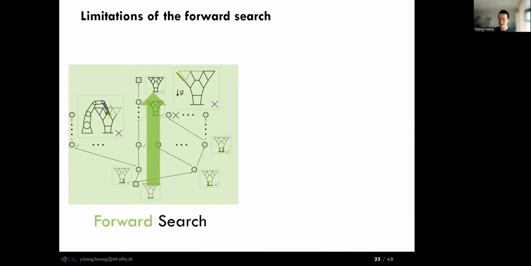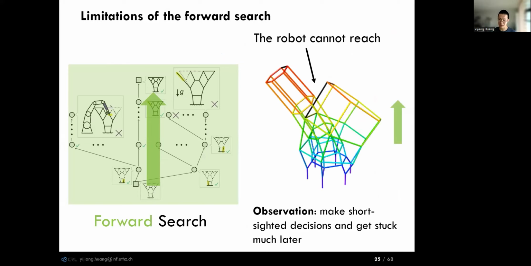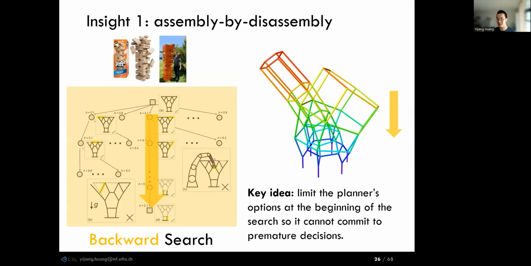The first observation we make in this work is that the standard forward search just described can easily get stuck because of the collision constraint. Here's an example where the search has too many seemingly innocent options at the beginning, and it keeps making those greedy decisions and only realizes at the very end that an element cannot be reached, and we need to backtrack many, many steps.